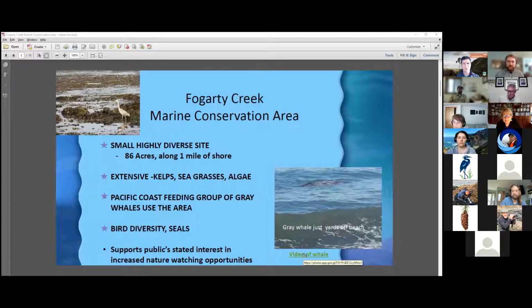They're using this area because of the kelp beds, probably. I'm speculating, but gray whales use stomatopods that grow in the kelp beds. And this is not a one-off time. This happens regularly that I see these whales. I haven't seen them for a few years, but when I do see them, they stay in the area and use it. There's a huge amount of bird diversity and seals as well that use the area. And designating this a marine conservation area would support the public's stated interest in increased nature watching opportunities. That was one of the findings of the latest SCORP study about public interest in recreation.